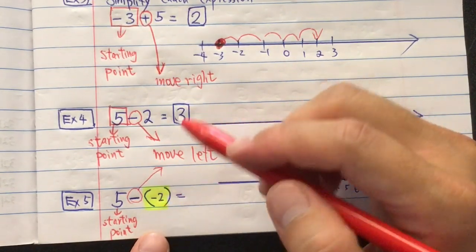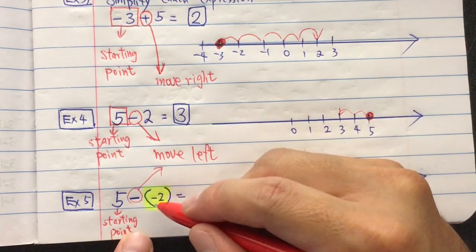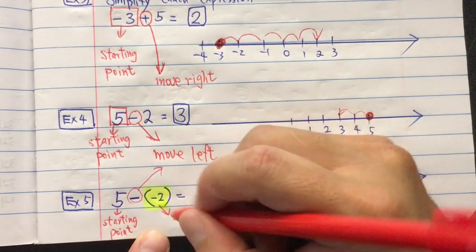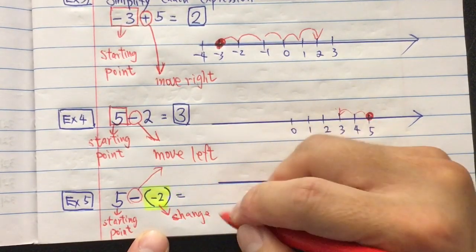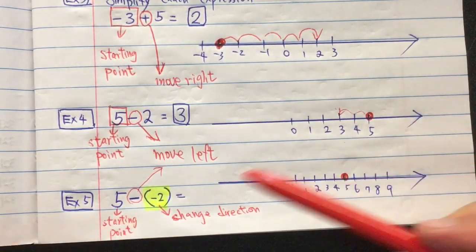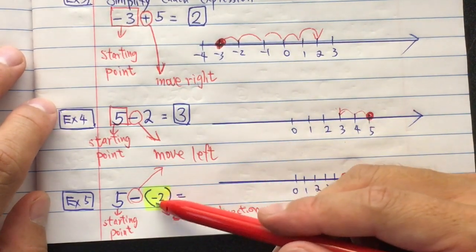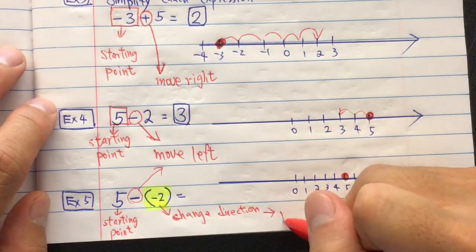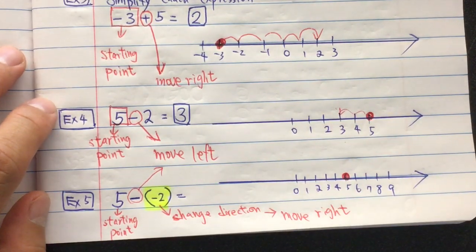Originally we need to move left, right? But if you see one more negative sign here, that means change direction. What does it mean? Originally, if we see a minus sign, we need to move left, right? But if we see one more negative, that means now we need to move right. Do you get it?